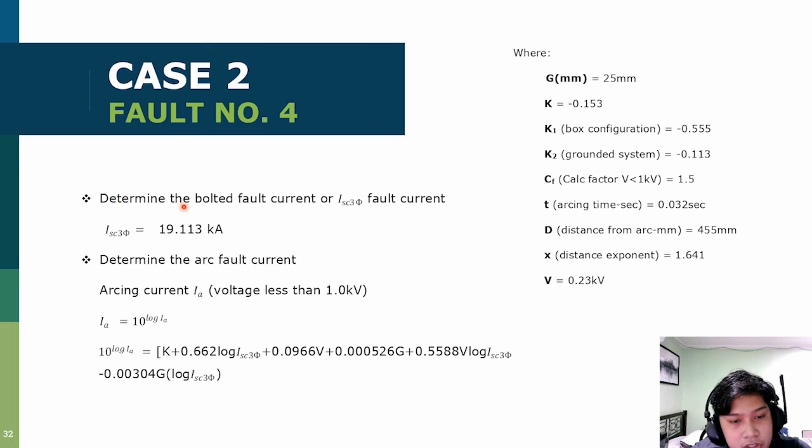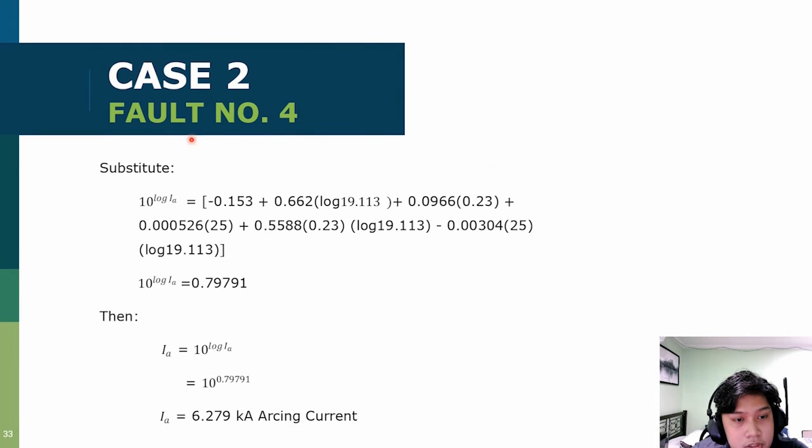We determine the bolted fault current or short circuit fault current, which is 19.113 kiloampere. Now we solve for arcing current. So these are the formulas to be used. These are the values. Now we substitute the values to the formula. We got this one. Solving for IA, we got 6.279 kiloampere as our arcing current.